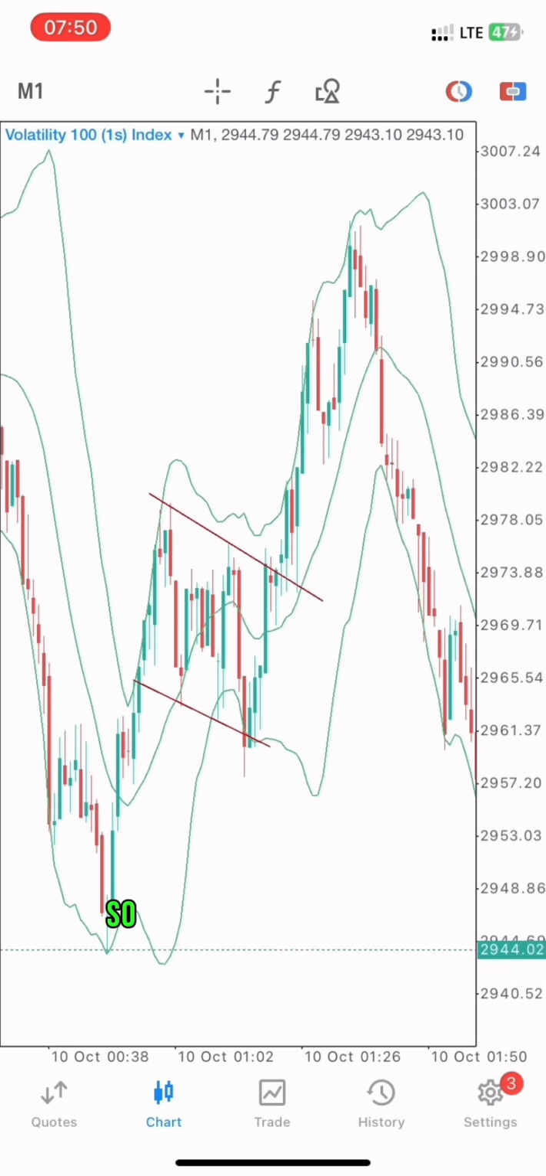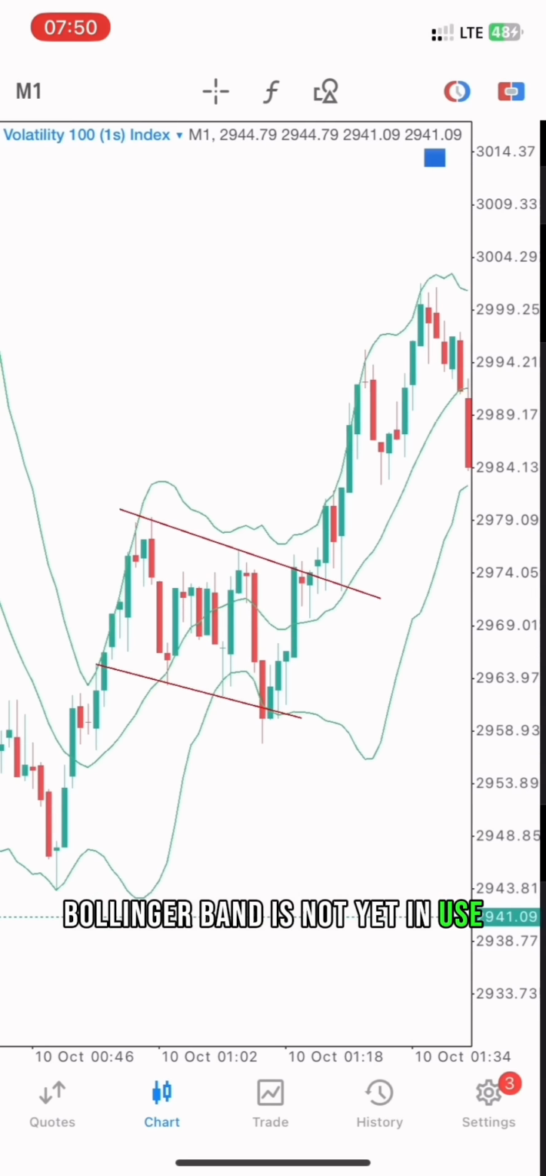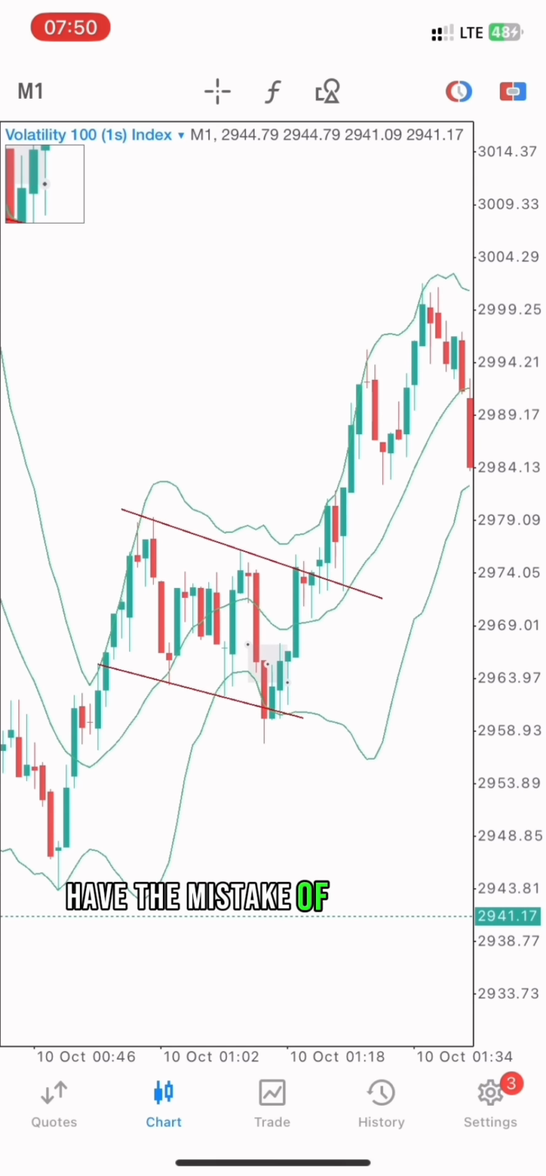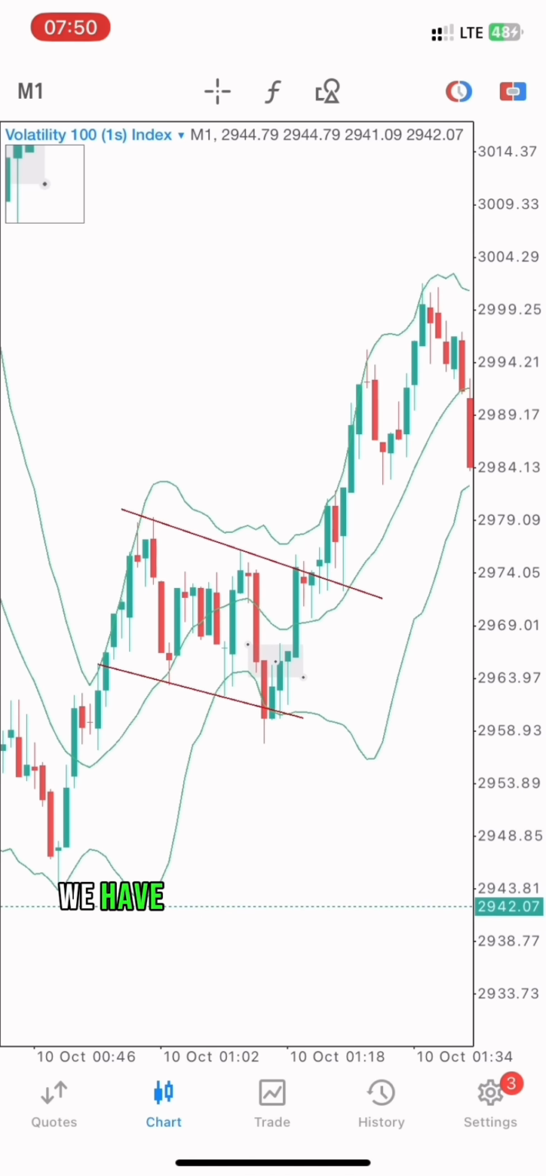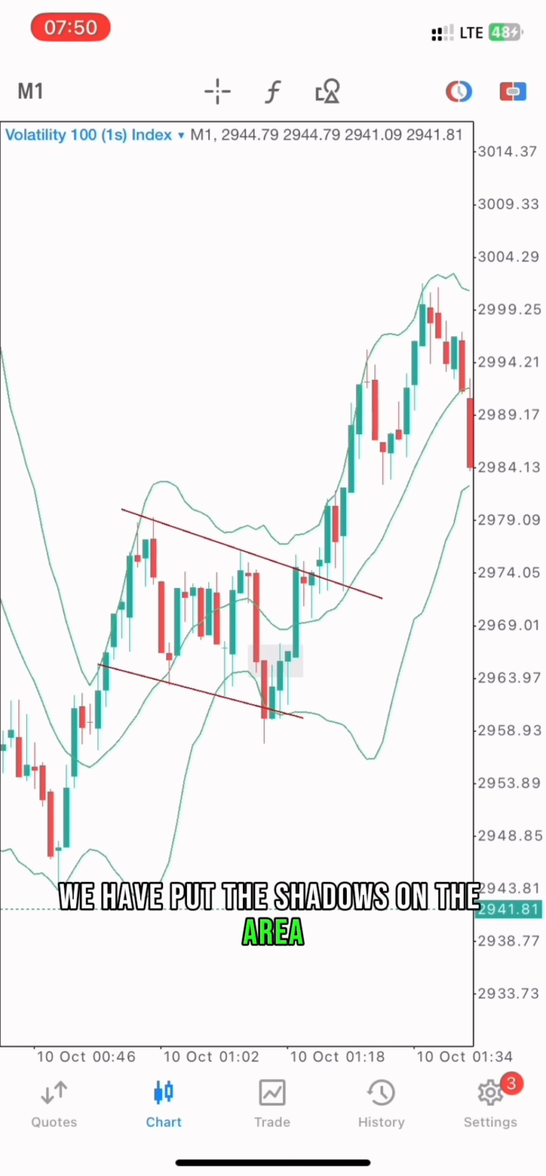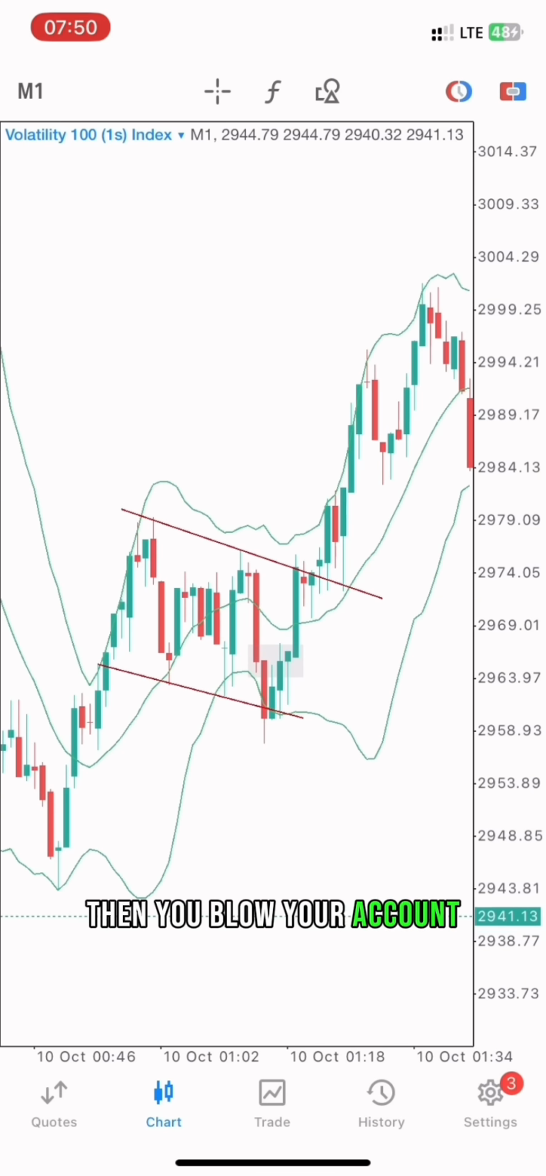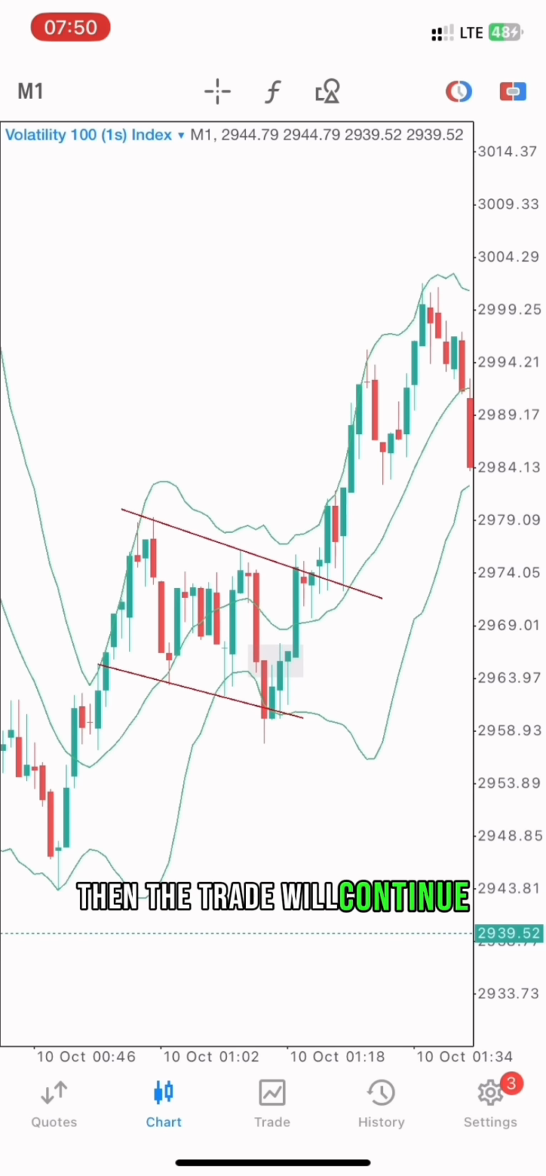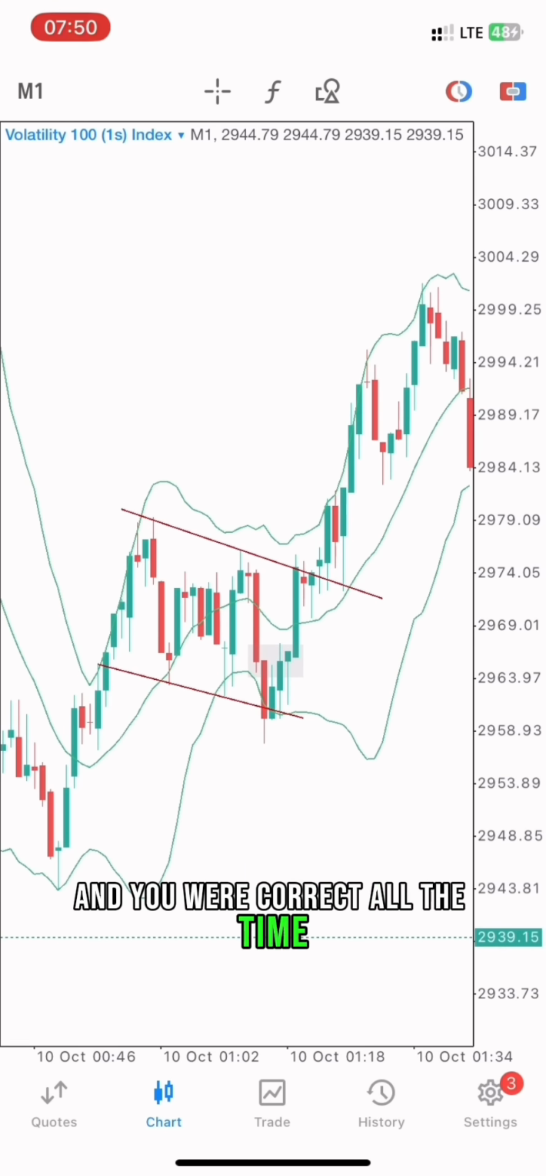So after you do this, then you know that you have a flag, right? Bollinger Band is not yet in use. Most of you make the mistake of entering a buy over there where I've put the shadows on the area. Then you enter with a lot of position, full margin mode, and then it will go down. Then you blow your account and you wonder why. Then the trade will continue going up and you were correct all the time.